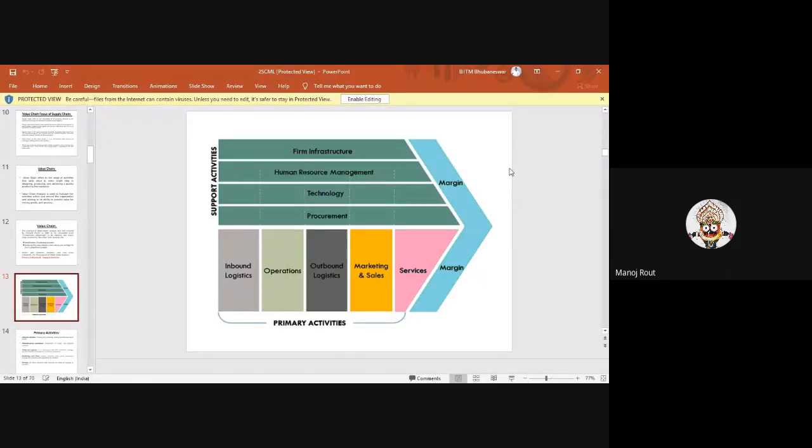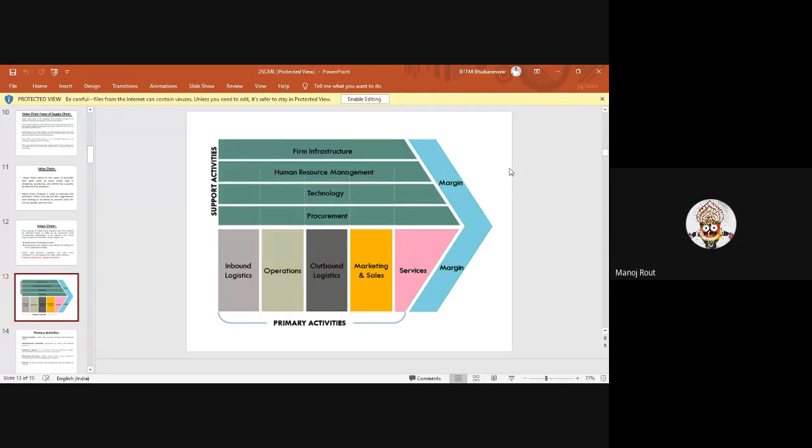But what are the supportive activities? The first one is firm infrastructure. Within that infrastructure, you will proceed with your operational activities. The next part is human resource management. As you know, many companies are directly focused on human resource management to involve highly skilled people through training, through different kinds of implementation of quality management policies.